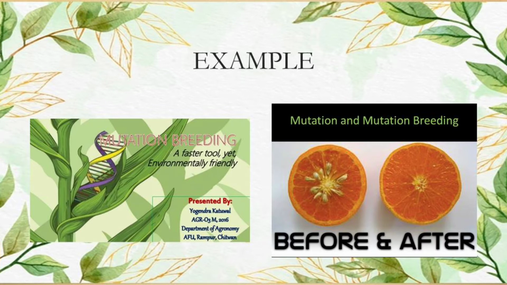Okay, as you can see here, an orange. At first, it was an orange which is full of seeds. But after undergoing mutation breeding, we want the orange to be completely seedless. So we can make it through the mutations and get the result we want, the desired traits. That's what it means. Okay, and the last one is soil fertility and irrigation.